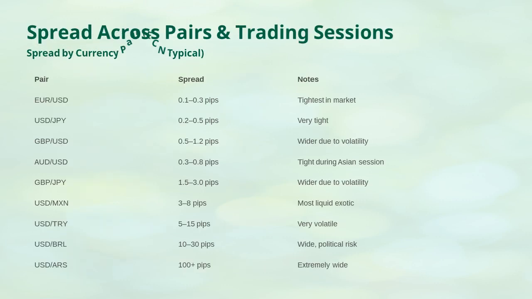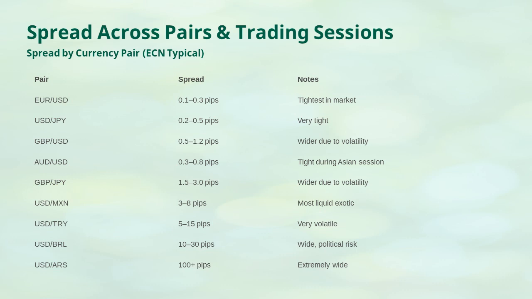Let's look at some actual numbers. These are typical spreads you can expect on an ECN or STP broker, the kind that Algonic recommends and integrates with. First, by currency pair. Euro to US dollar is the tightest, with spreads often as low as 0.1 to 0.3 pips. This is why it's the most popular pair for scalpers and day traders. US dollar to Japanese yen is also very tight, typically 0.2 to 0.5 pips.